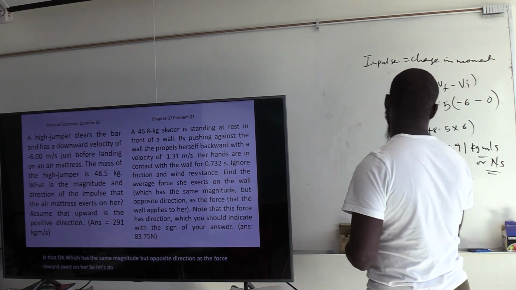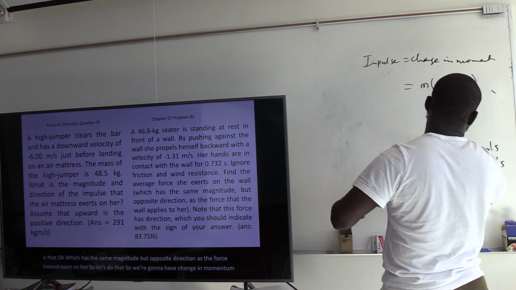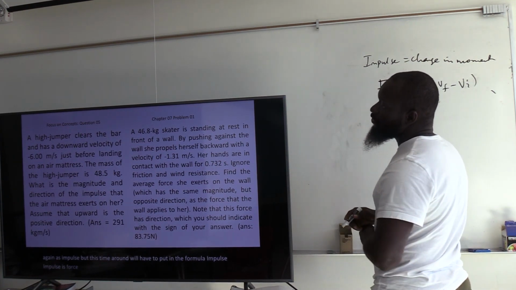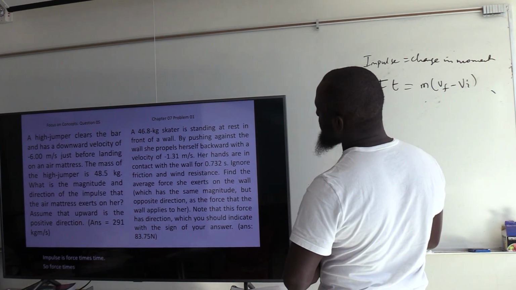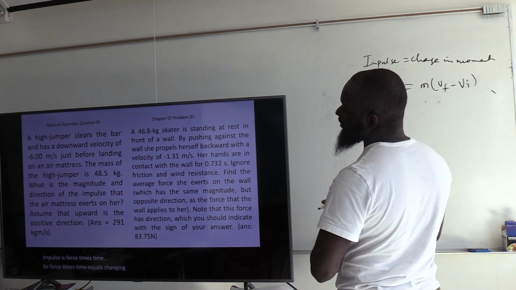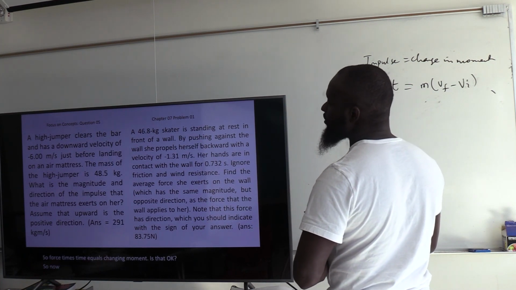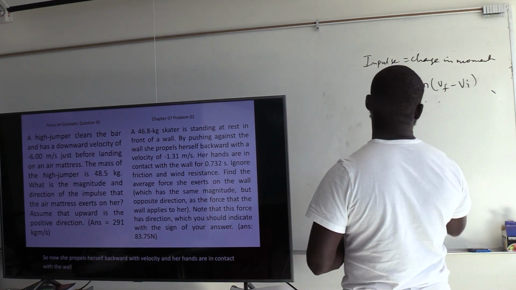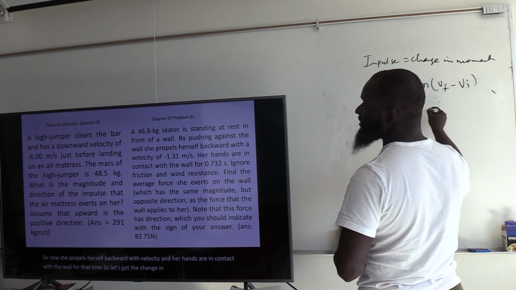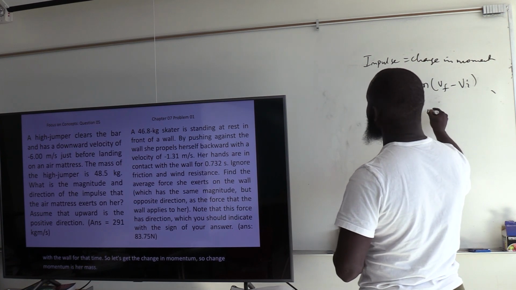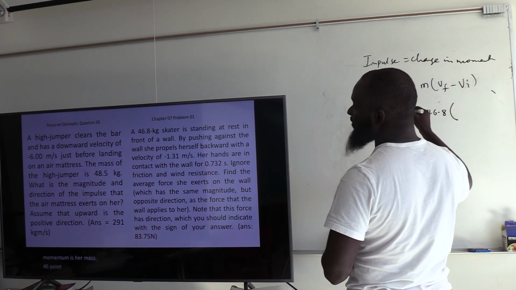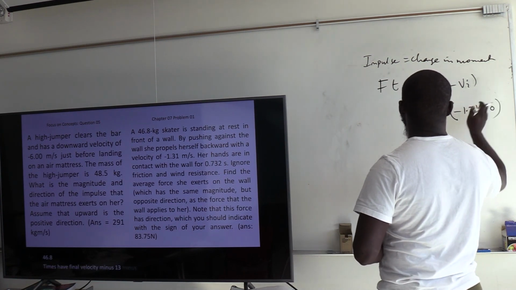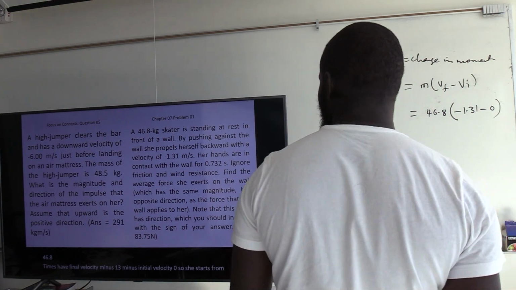So let's do that. We're going to have change in momentum again as impulse, but this time we have to put in the formula of impulse. Impulse is force times time. So force times time equals change in momentum. Now she propels herself backwards with that velocity and her hands are in contact with the wall for that time. So the change in momentum is her mass, 46.8, times her final velocity, minus 1.31, minus initial velocity, which is 0. So she starts from 0 and propels herself to that speed.